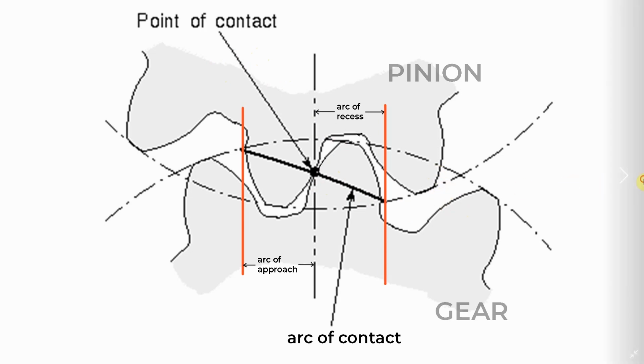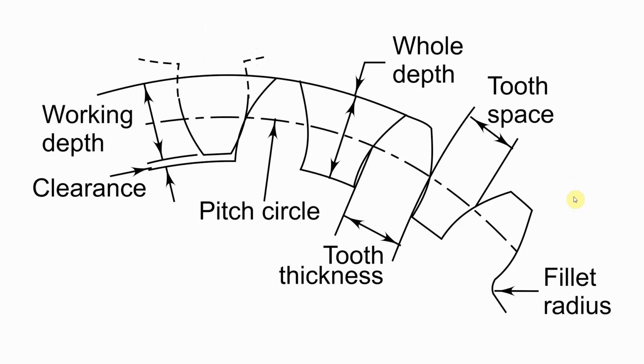Okay, let's look at this diagram. We have working depth, which is the distance between addendum of pinion gear tooth and addendum of driven gear tooth. This distance is called working depth. Okay, and we have whole depth. Whole depth is the distance between addendum and dedendum of the same tooth, same gear. Okay, and the distance between whole depth and working depth is clearance.